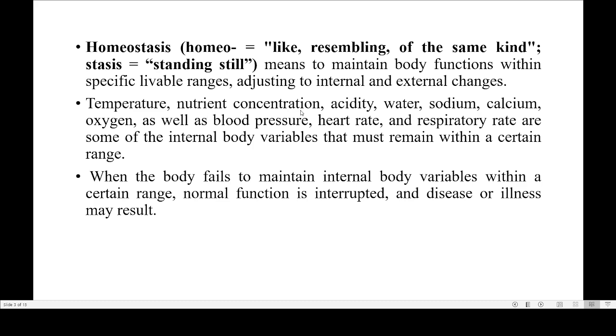Temperature, nutrient concentration, acidity, water, sodium, calcium, oxygen, as well as blood pressure, heart rate, and respiratory rate. These are all internal body variables, and all of these variables must remain constant within a certain range. When the body fails to maintain internal body variables within a certain range, normal function is interrupted and disease or illness may result.